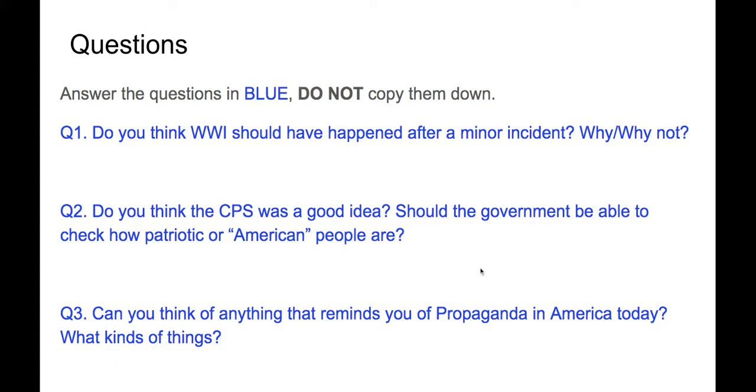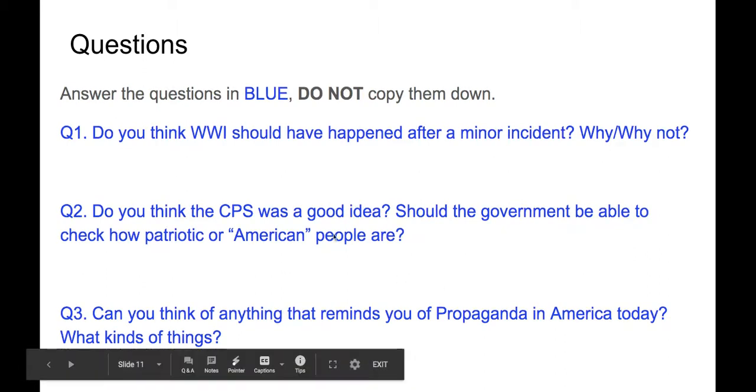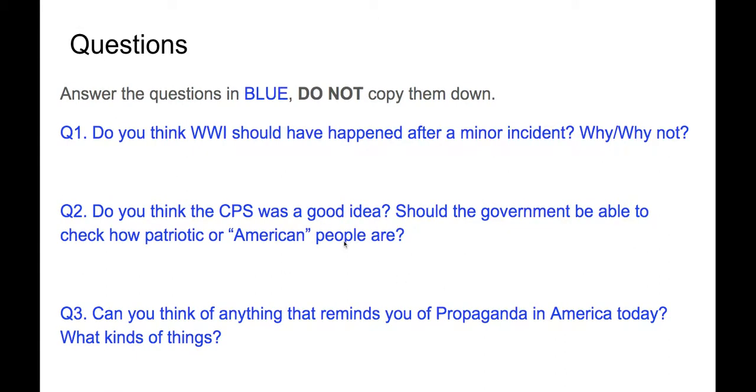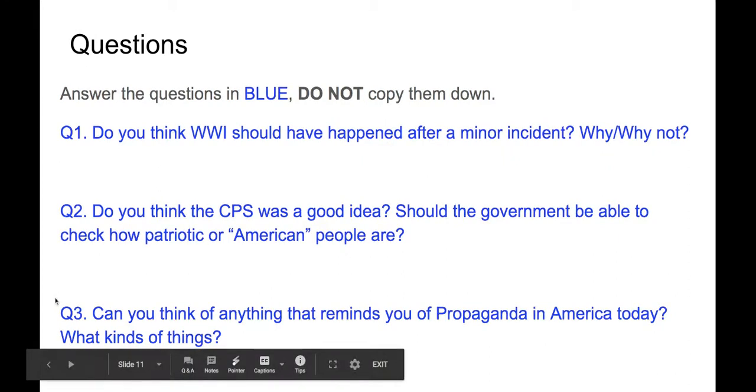I think CPS was a good idea, or I think CPS was a bad idea, right? Answer the question. And then, should the government be able to check how patriotic or American people are? I think the government should be able to check on Americans and see how patriotic they are, or I think the government should not be able to, right? You have 2 questions. You need to answer both of them.